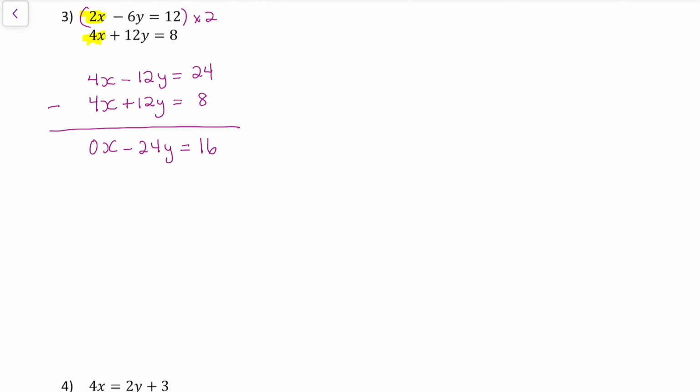So negative 24y equals 16, or y equals negative 16 over 24. And we can simplify that. They both have 8 that goes into them. So y equals negative 2 over 3. Now I'm going to substitute that into one of my original equations. We're always going back to our original equation.